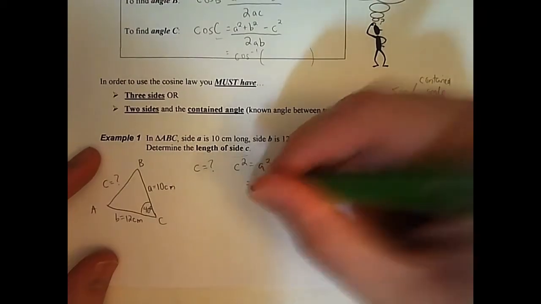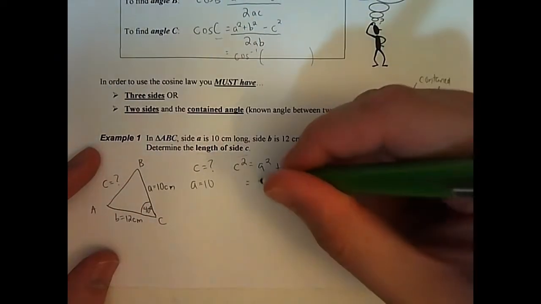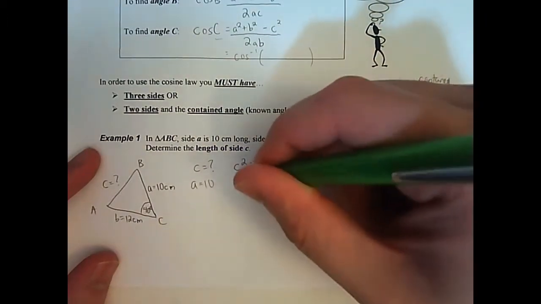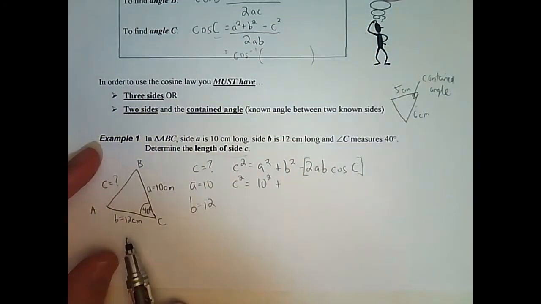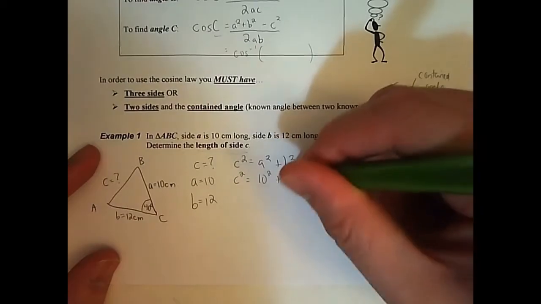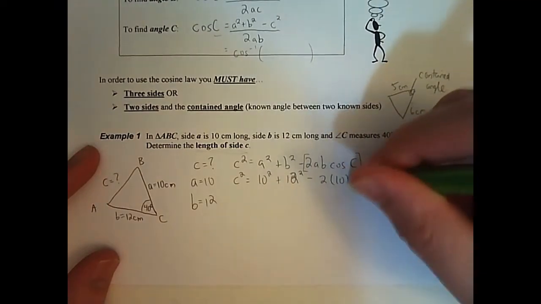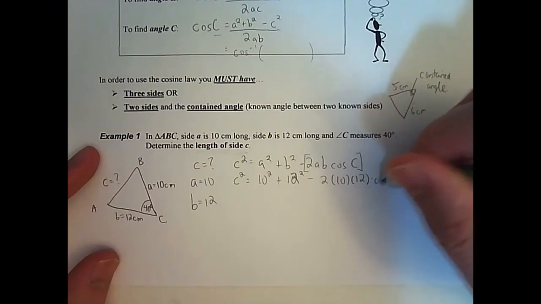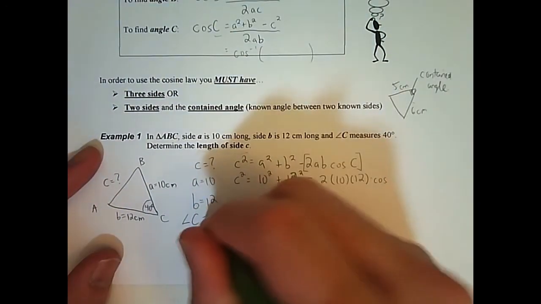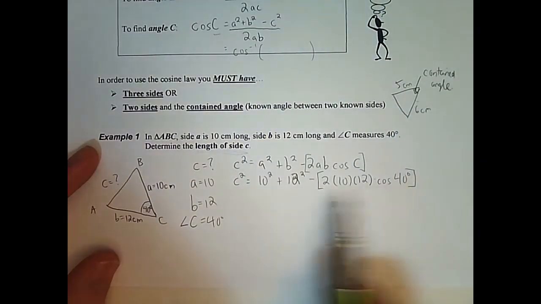So let's fill in what we know. Well, we said a is equal to 10, so this is 10 squared. Sorry, c² is equal to 10 squared. We said b is 12, because it's side b, so it's going to be 12 squared, minus 2 times a, we said is 10, b, we said is 12, times cos, and then we said angle C is 40 degrees. Sorry, I just put some brackets around these just to remind us we're going to do all this multiplication together.